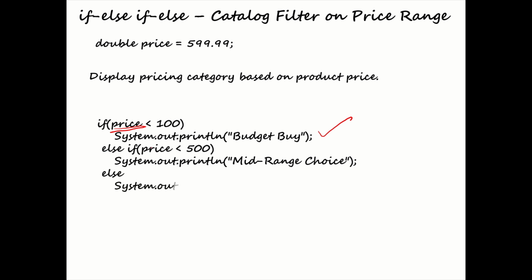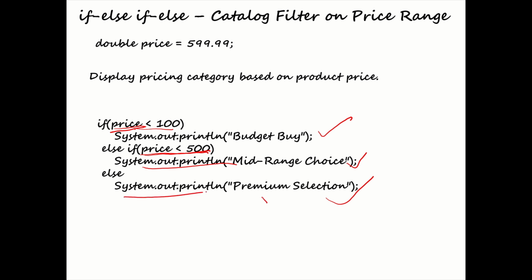Else if, I'm going to check this condition. If this is true, then execute this statement. If this one and this one are both false, then this statement will be executed. So in this case, 599.99 less than 100? No, false. So again it will go here, 599 less than 500, false. So in this case, this statement will be executed. Okay.